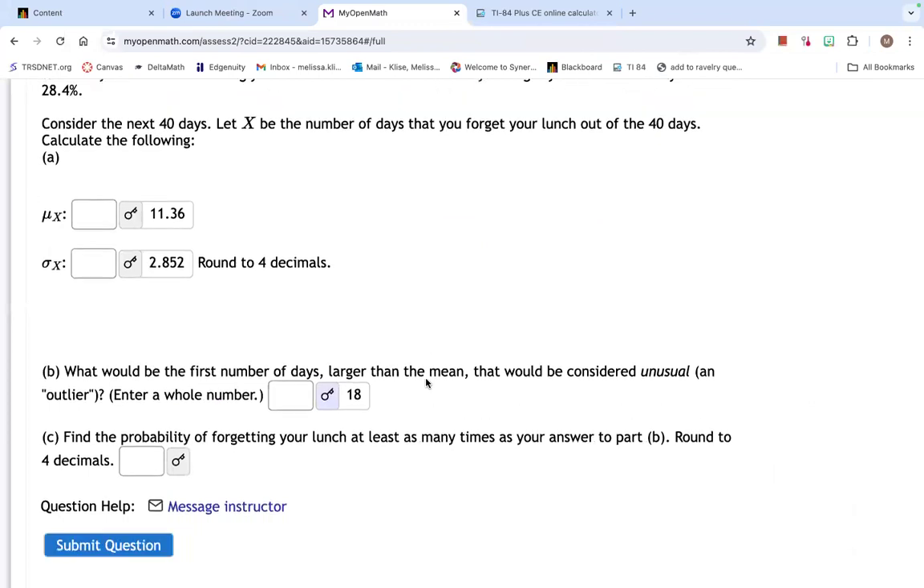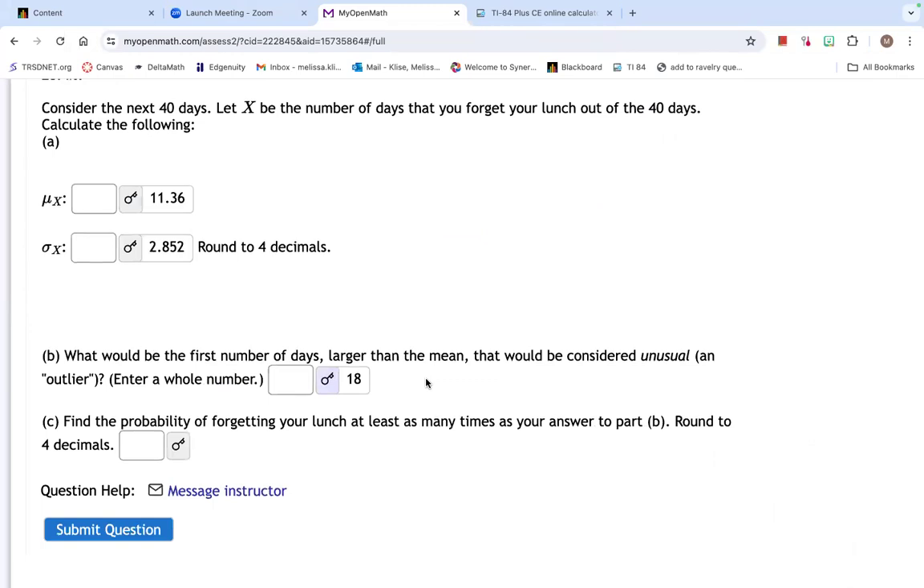Now it says, find the probability of forgetting your lunch at least as many times as your answer to part B. So at every time you see at least. Okay. Every time you see at least, use the complement rule. Every time you see at least, use the complement rule. So I want to know the probability of forgetting my lunch at least, so that's greater than or equal to, at least 18 times.